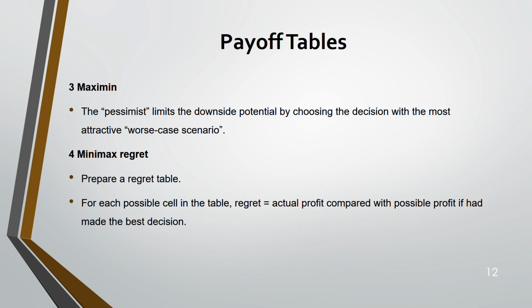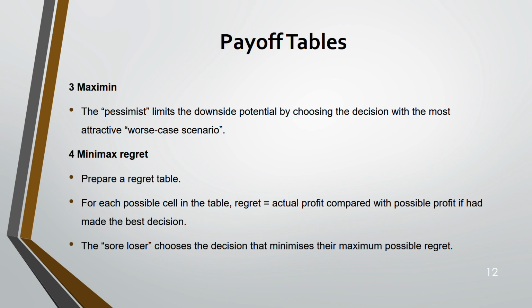For each possible cell in the table, regret will be equal to the actual profit compared with the possible profit if the best decision had been made. Your actual profit would be something. Maybe you didn't take the best decision. But if you had taken the best decision, profit would be much higher. Whatever the difference is, is known as regret. You regret, right? That's why it's known as regret. So you need to prepare this table.